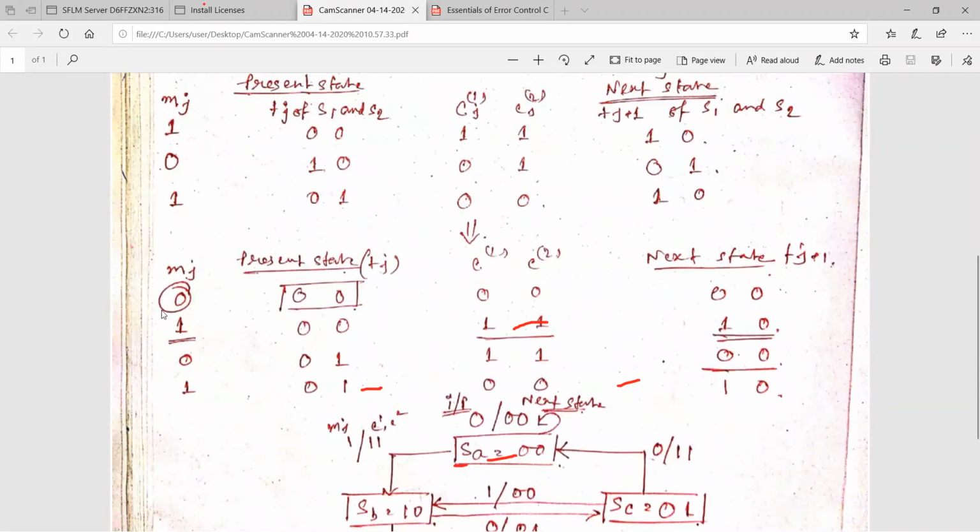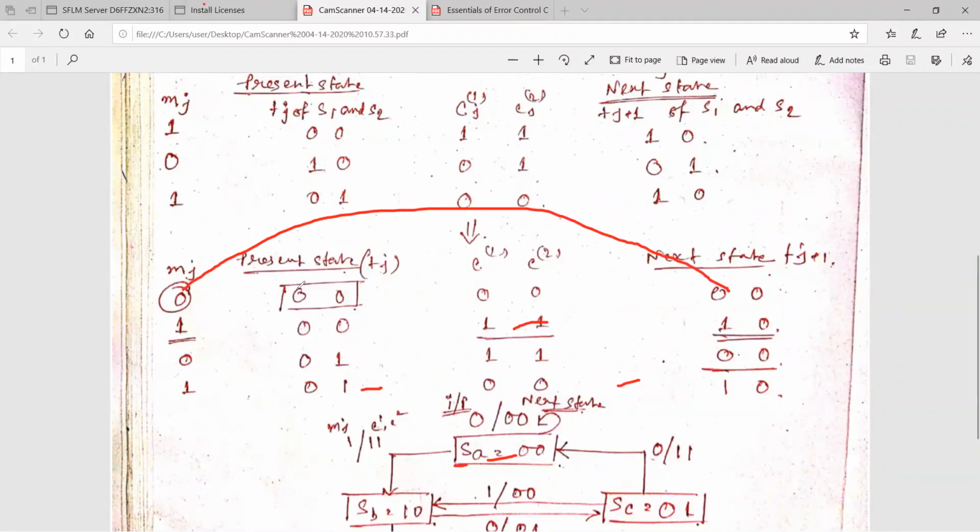And what will be the next state? I've told you how to calculate the next state. When you are calculating the next state, you have to assume that you have already fed this message bit with a new bit, which is 1. Here it is 1. So when I'm feeding this as 1, then the previous bit, which was 0, will be shifted to S1.